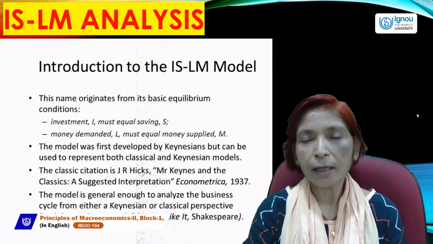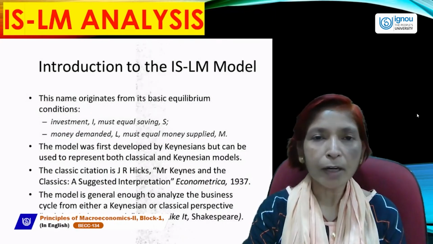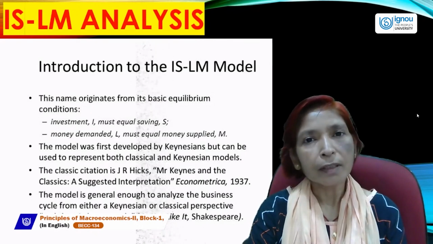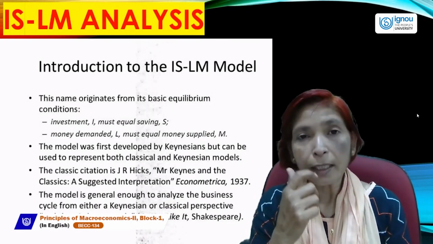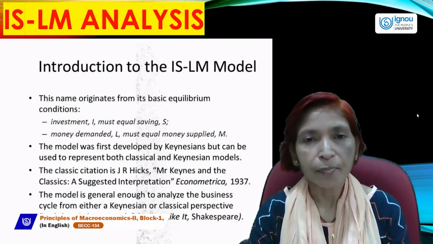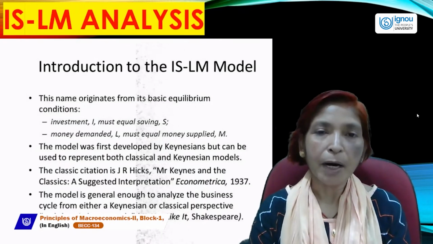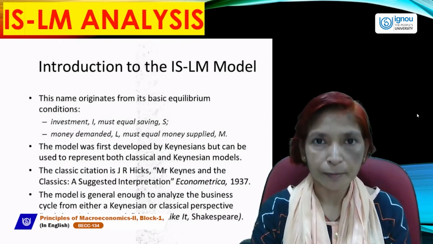When the interest rate decreases, demand for loanable funds increases, and vice versa. That's why the demand for loanable funds curve is always a downward sloping curve.